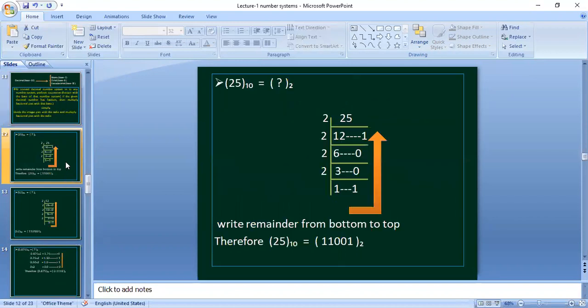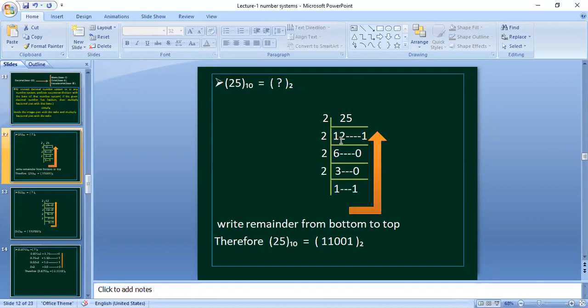Here I'm taking one example, 25. So 25 is the given decimal number. Suppose we want to convert the given decimal number into binary. So what is the destination radix? The base is 2. The given decimal number has an integer part only, so we need to do successive division with the destination radix, which means successive division with 2.